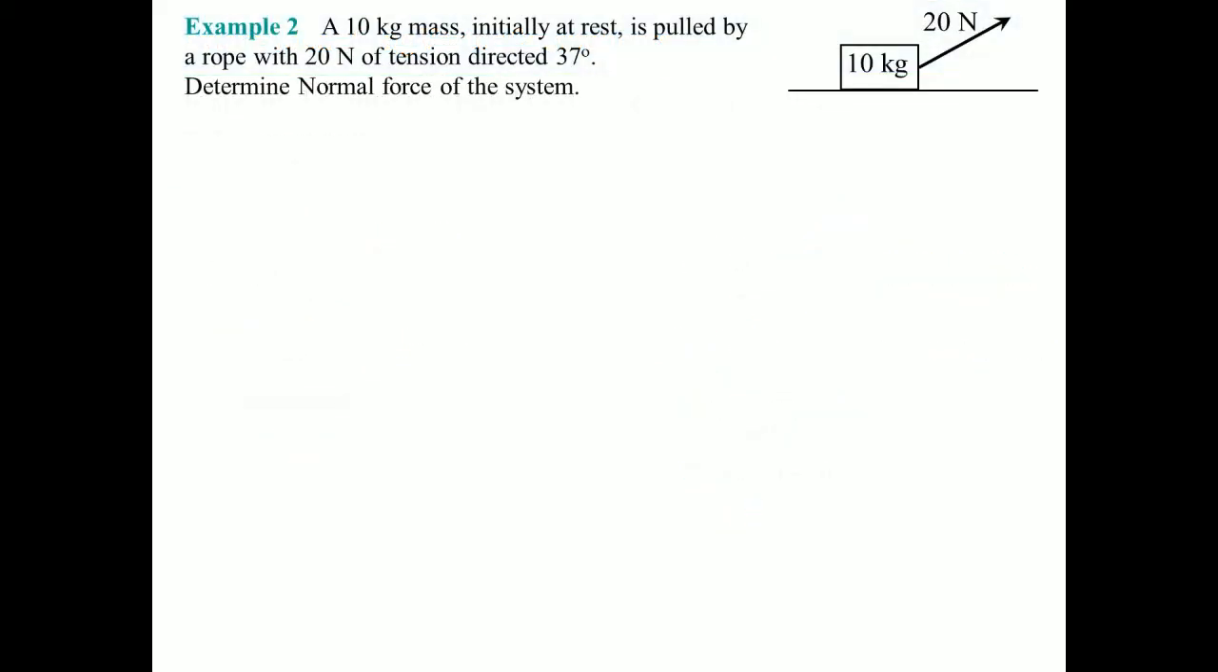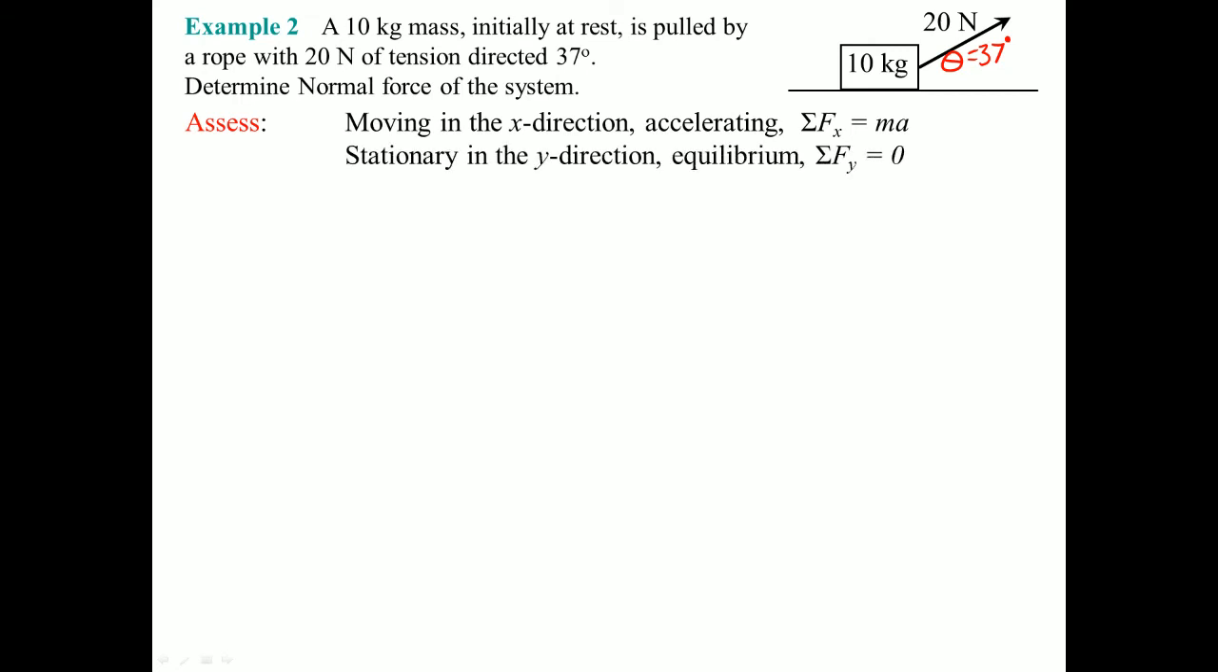A 10 kilogram mass initially at rest is pulled by a rope with 20 newtons tension directly at 37 degrees. We saw that there is a theta here, and that equals 37 degrees. So first, we assess this by looking at its direction. We saw that the object is moving in the x direction. It's accelerating, so we say the summation of the forces in x is equal to ma. The object is stationary in the y direction. It's in equilibrium, so we say the summation of the forces in the y direction equals 0.